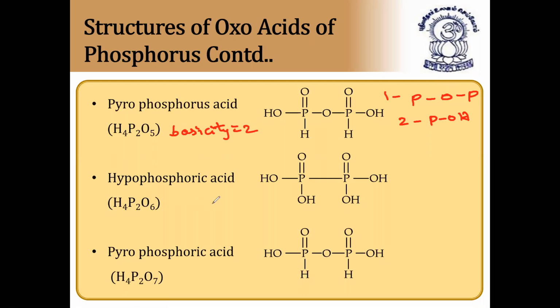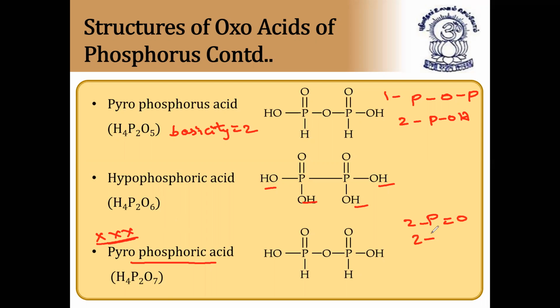Hypophosphoric acid contains 4 POH bonds and two P double bond O bonds. So 1, 2, 3, 4. Next, pyrophosphoric acid contains two POH bonds, one POP bond, two PH bonds. This is very important. Pyrophosphoric acid contains all the types of bonds. That is two P double bond O bonds.